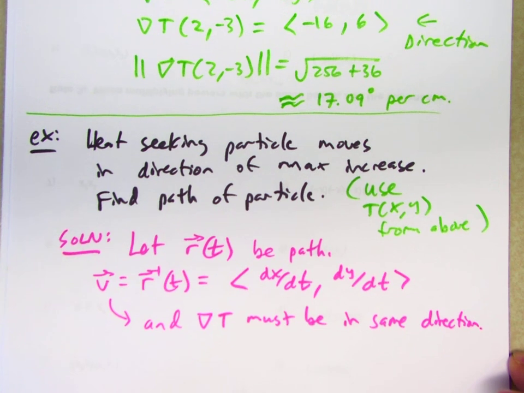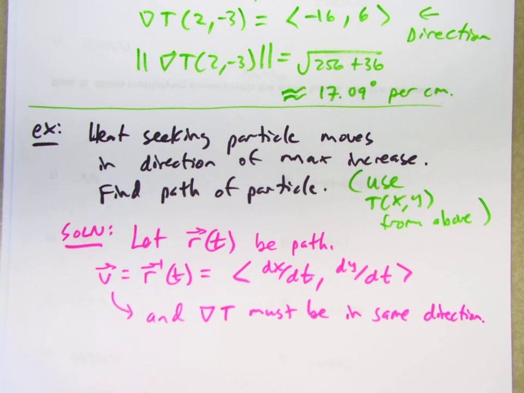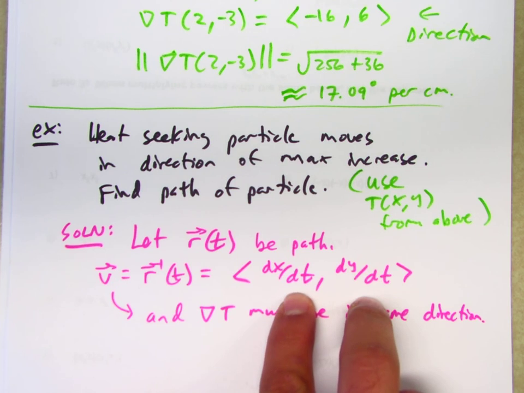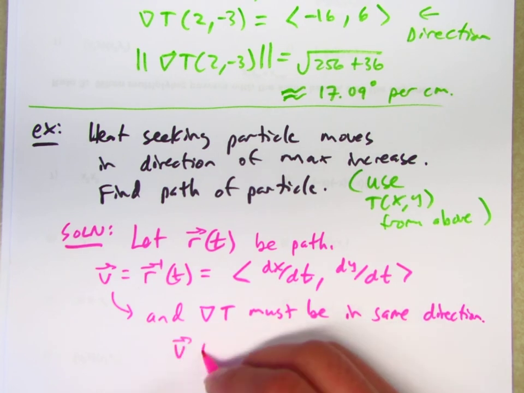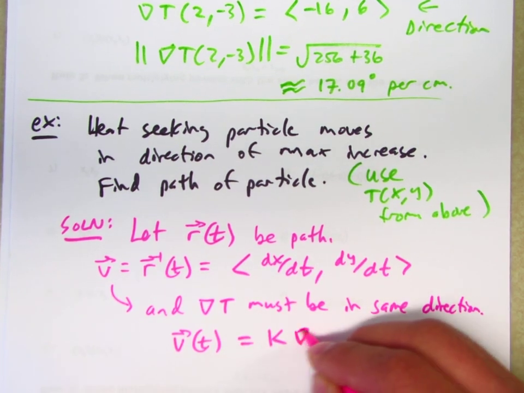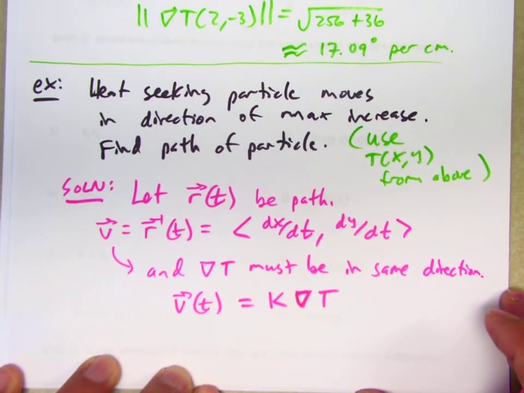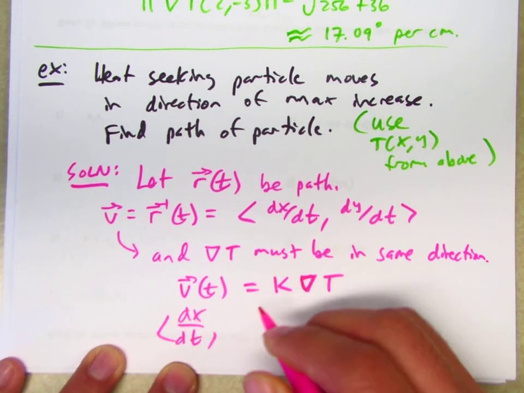Right? Because if we're chasing the max increase, then this is the vector that dictates that, but we're always going to be following the gradient of the function T. And so what we can say now is that v of t has to equal some multiple, if they're in the same direction, some multiple of the gradient of T. And so if that's the case, now we have dx/dt, comma, dy/dt. I'm just plugging in the values here.